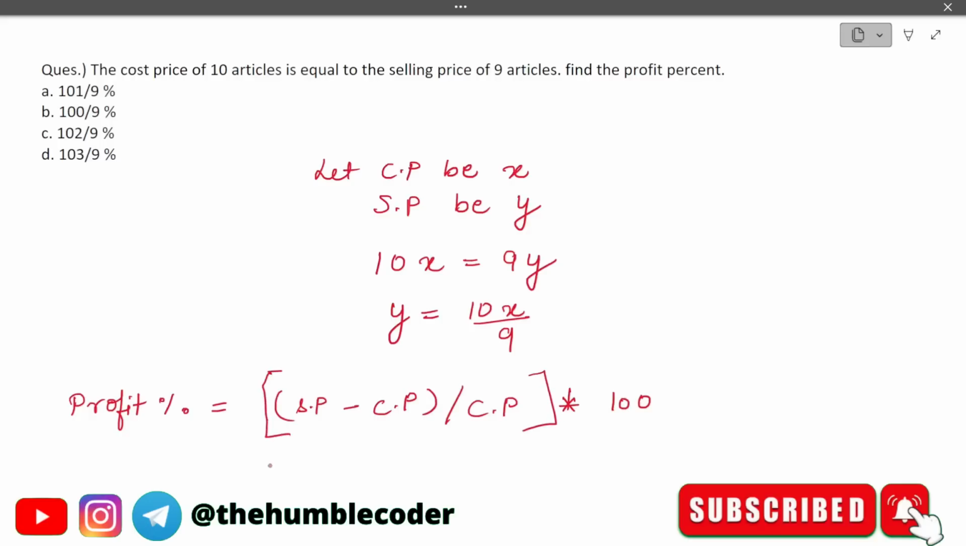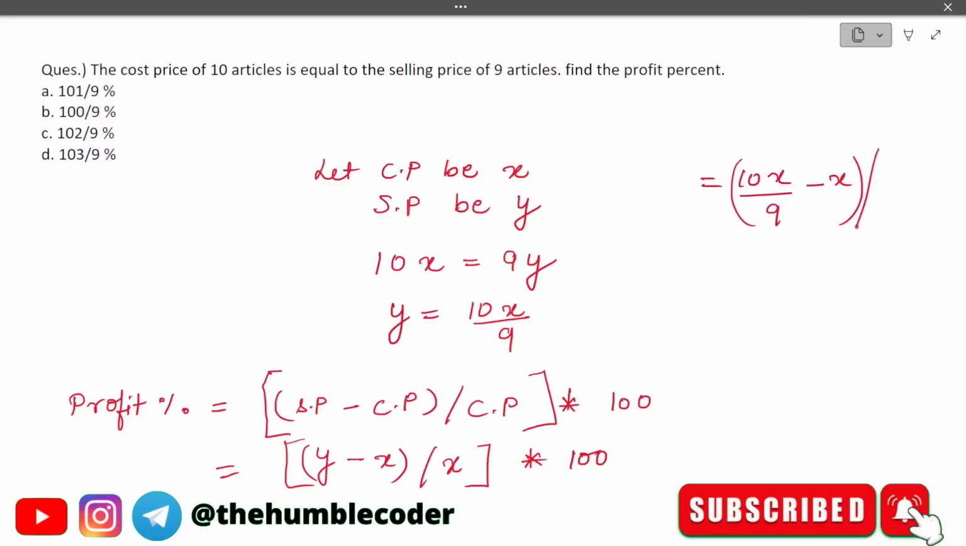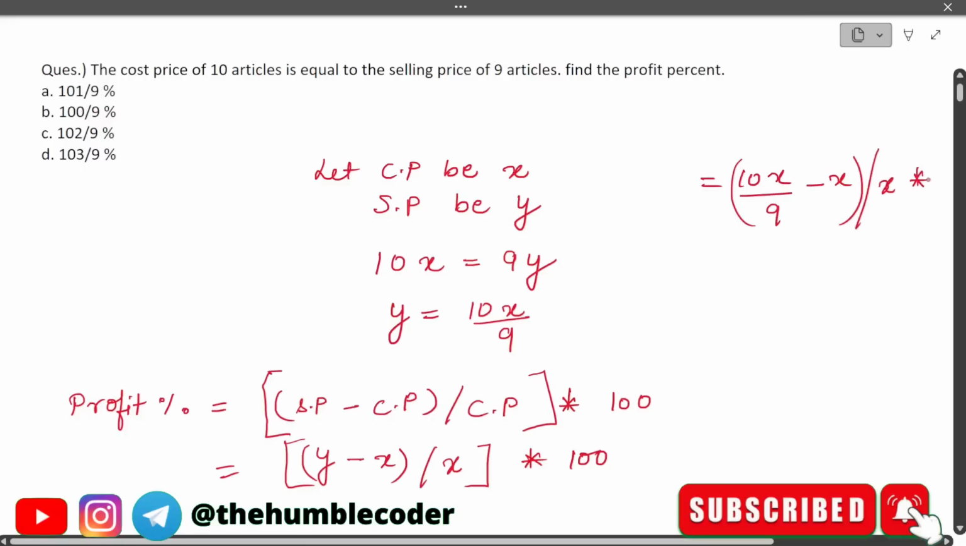This is our profit percentage. Now let's substitute the values and find our final answer. So selling price is Y, cost price is X, and then divided by X, multiplied by 100. Now in this equation, we will substitute the value of Y. So 10x by 9 minus X, divided by X multiplied by 100.